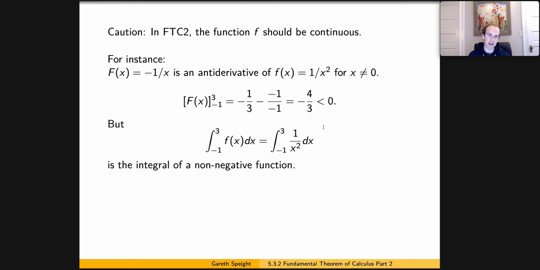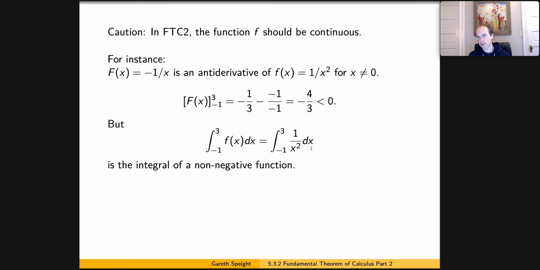But the left-hand side of FTC part 2 was the integral from minus 1 to 3 of our function little f, which is the integral from minus 1 to 3 of 1 over x squared. And this is the integral of a non-negative function, right? 1 over x squared is always non-negative, x squared is always non-negative. So if we integrate something that's non-negative, the signed area bounded by a non-negative function is all going to be above the axis. It doesn't make any sense that it would be negative, right?